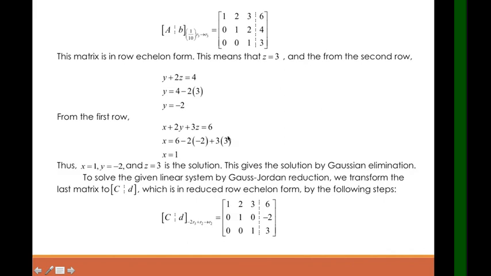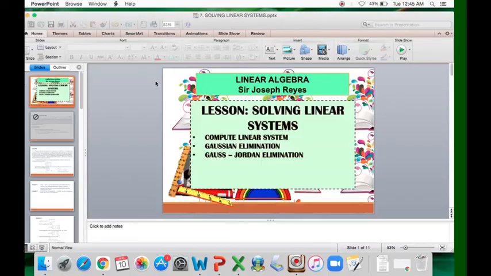Okay. So, ang point lang natin dito is pinapakita natin both ways using substitution and using Gauss-Jordan reduction or reduced row echelon form. So, that's all about solving a linear system, Gaussian elimination, and Gauss-Jordan elimination. With that, thank you very much for your listening.